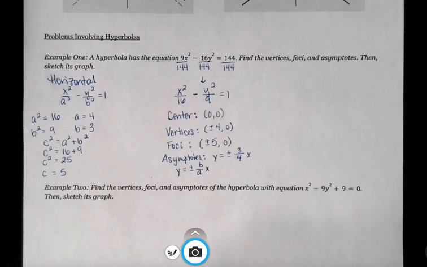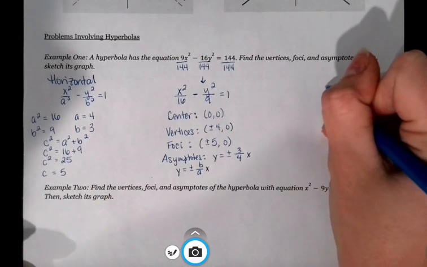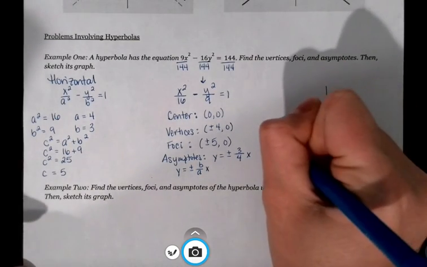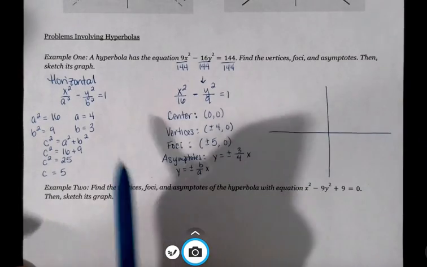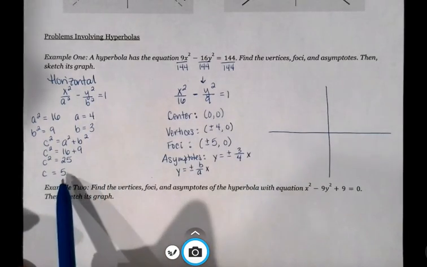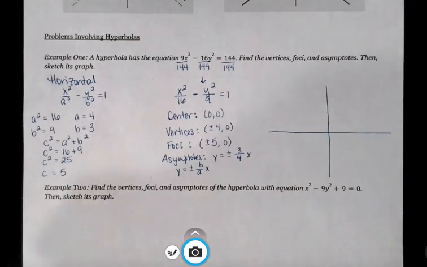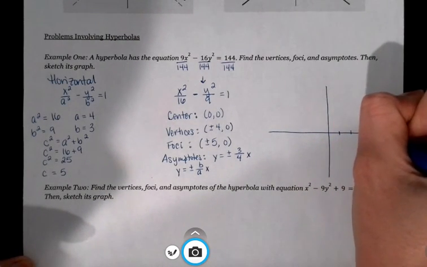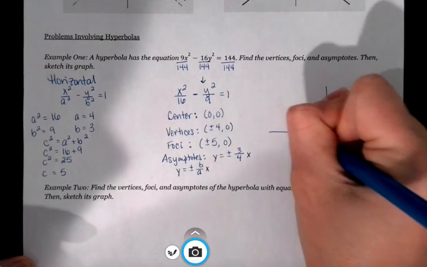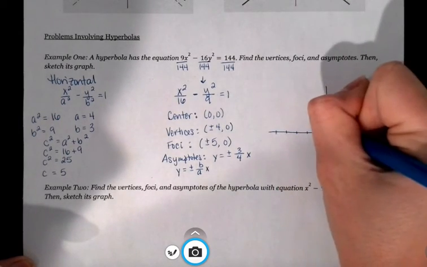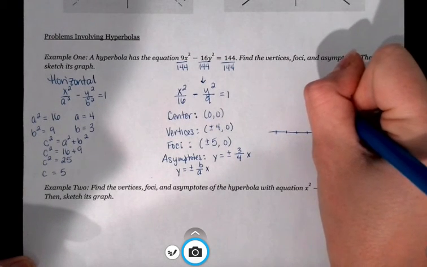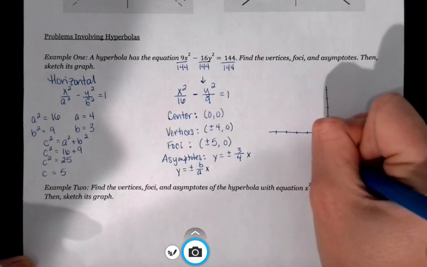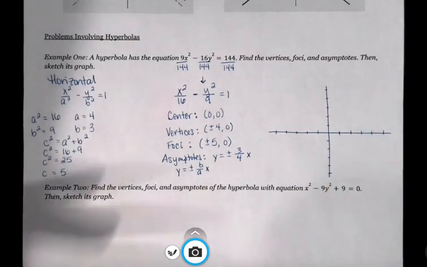So now when I sketch my graph, let's see, my a is 4. So I'm going to go about 5 tick marks in either direction, and how I figure that out is my a is 4, my b is 3, my c is 5. So I'm only going to go about 5 in either direction. All right, so I have my coordinate plane.